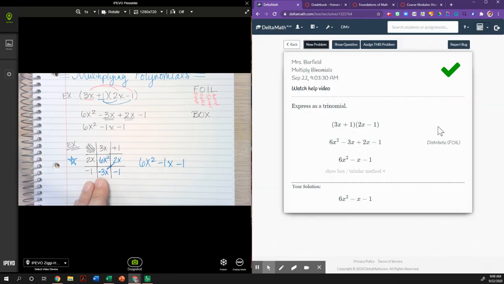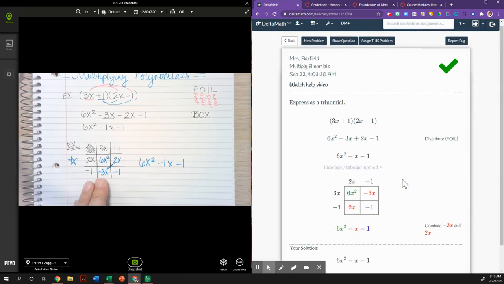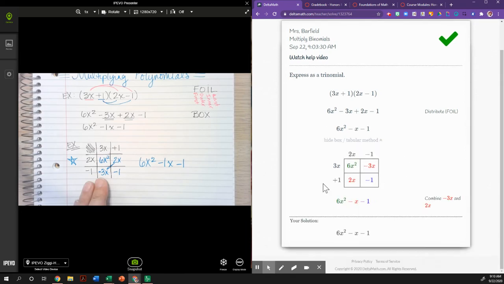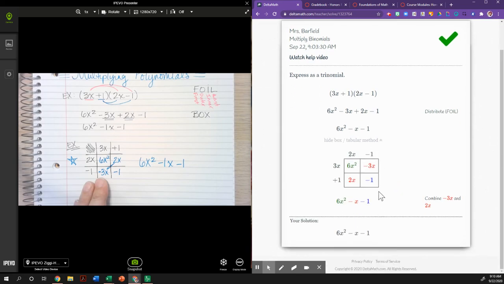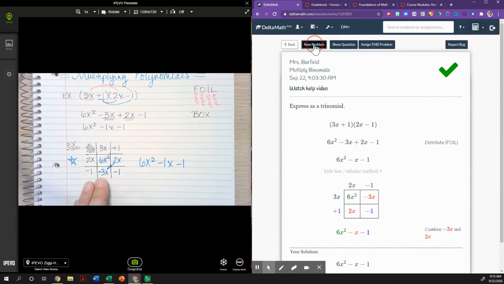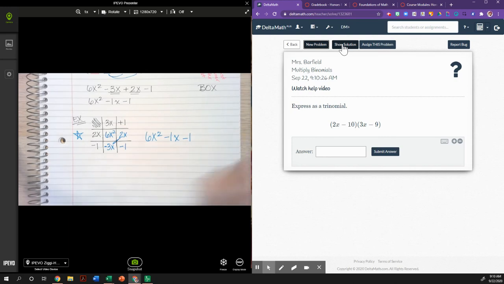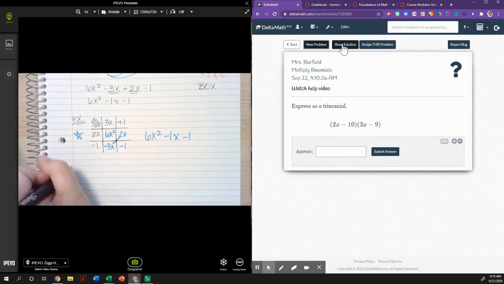Submit my answer. Yes. Now, look what he's got here. You can see it. If you need extra practice and you want to keep using it, it says hide box or the tabular method. So he's going to show it to you as the distributive property, and then if you select it, he'll show it to you as the box method. Now look, 2x minus 1, like I said, it doesn't matter which one you put on the top row or the first column. It does not matter. All right, so let's look at a new problem, and then I'll move on in the video to the harder problems.